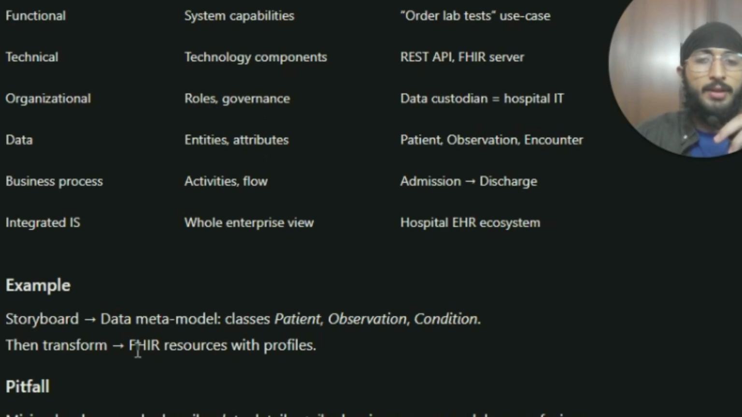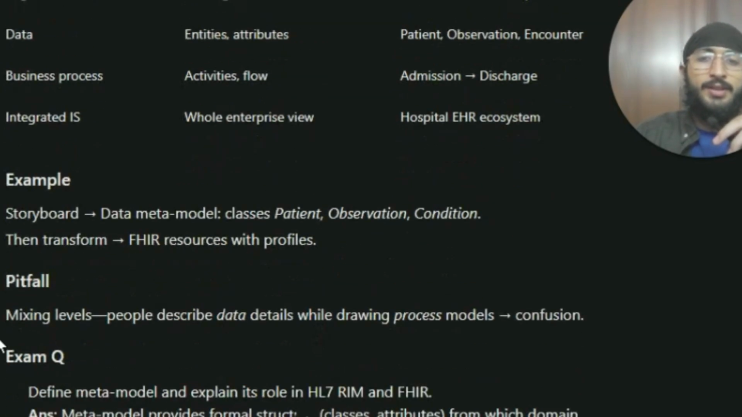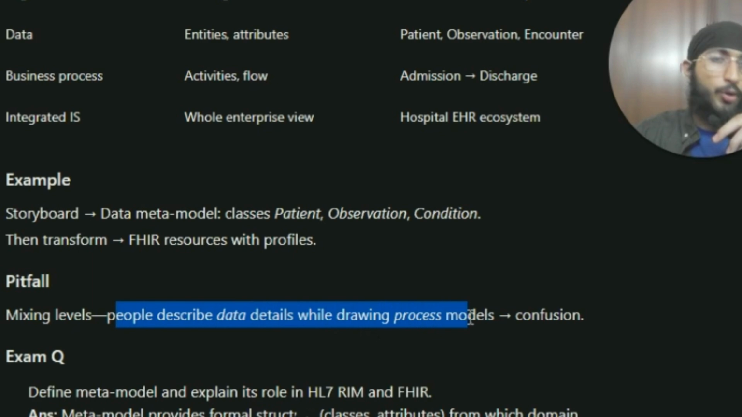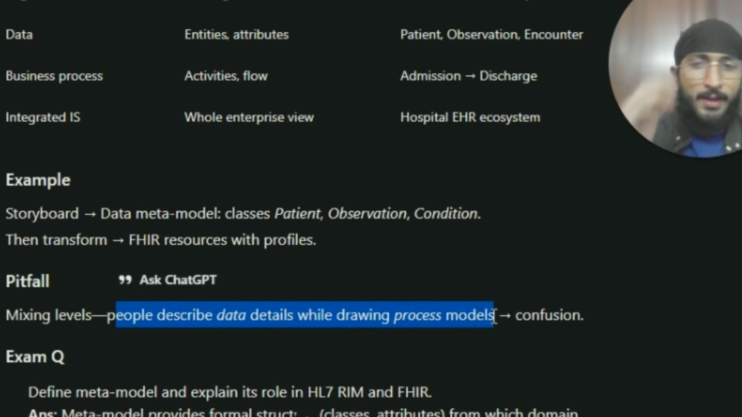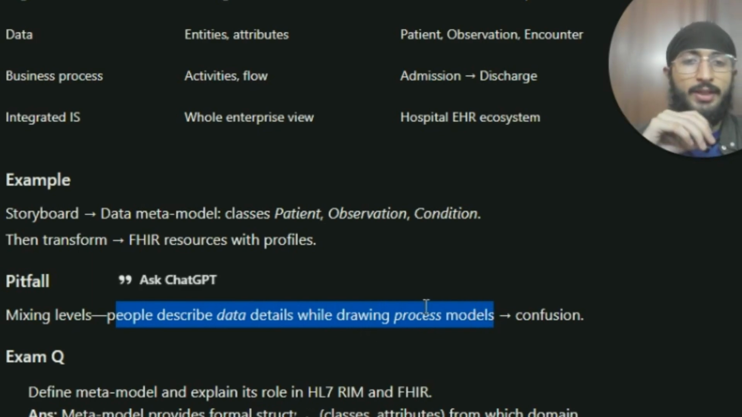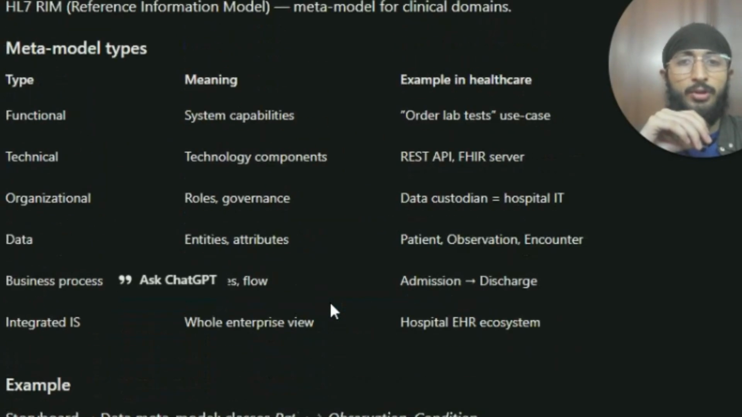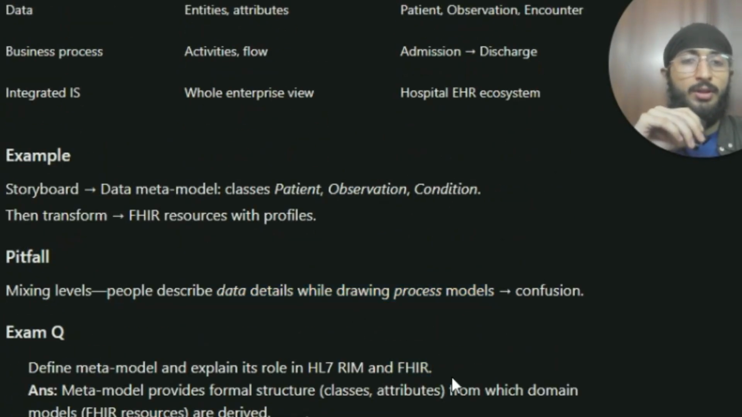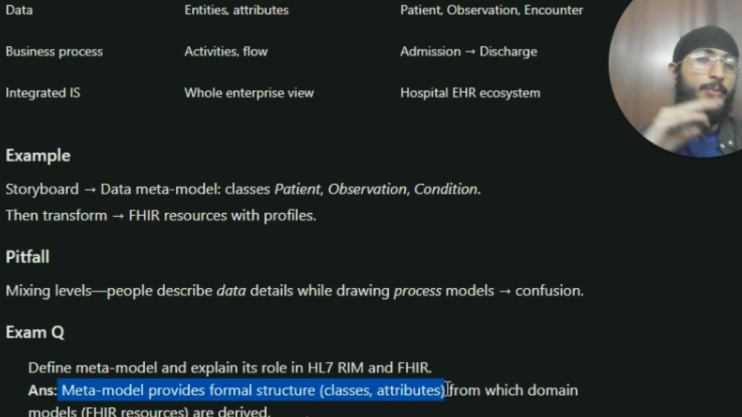So, example storyboard: data meta model classes patient observation and condition. Then transform FHIR resources with profiles. Pitfall is mixing levels. People describe data details while drawing process models, which leads to confusion. Now, define meta model and explain its role in HL7 RIM, which is reference information model, and FHIR, which is fast healthcare interoperable resources. So, meta model provides formal structure, that is classes and attributes from which domain models FHIR resources are derived.